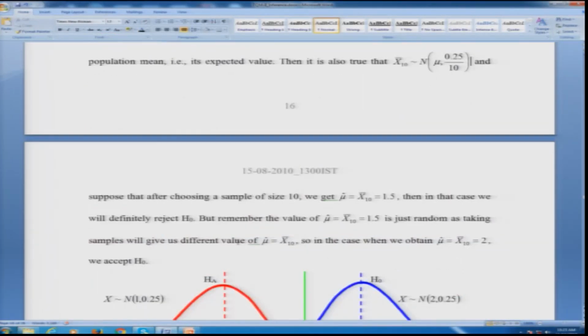Suppose that choosing a sample size of 10, the mean value comes out to be 1.5. So we definitely are not interested in accepting H naught, we will reject H naught. But obviously, if you pick up that set of 10 observations, your value can be greater than 2. In that case you will accept it, or if it is 2, you will take a decision accordingly.